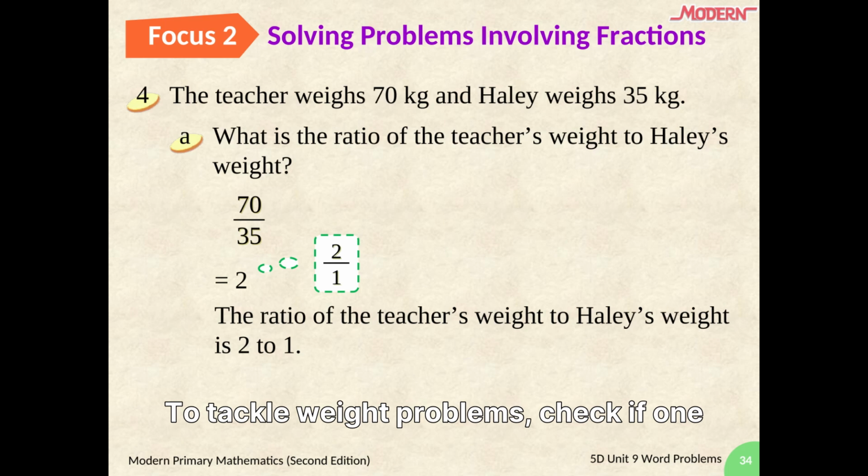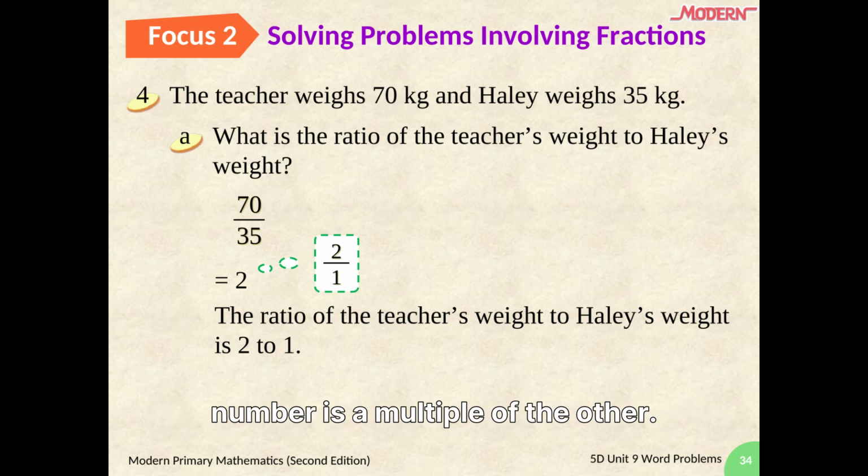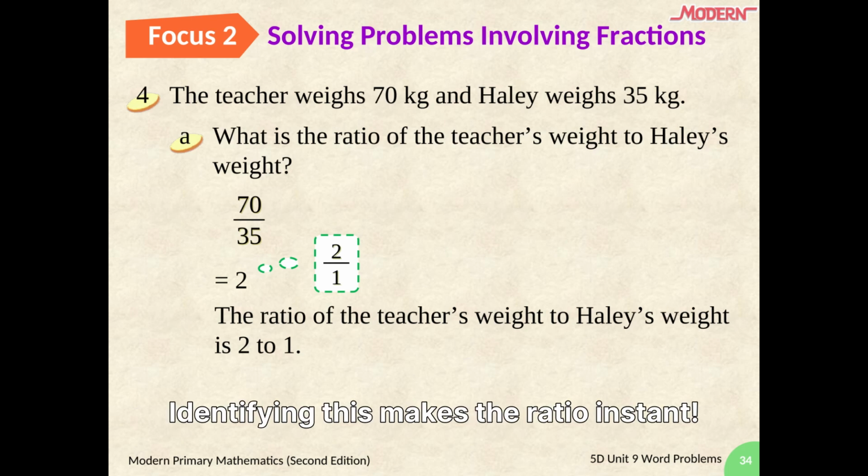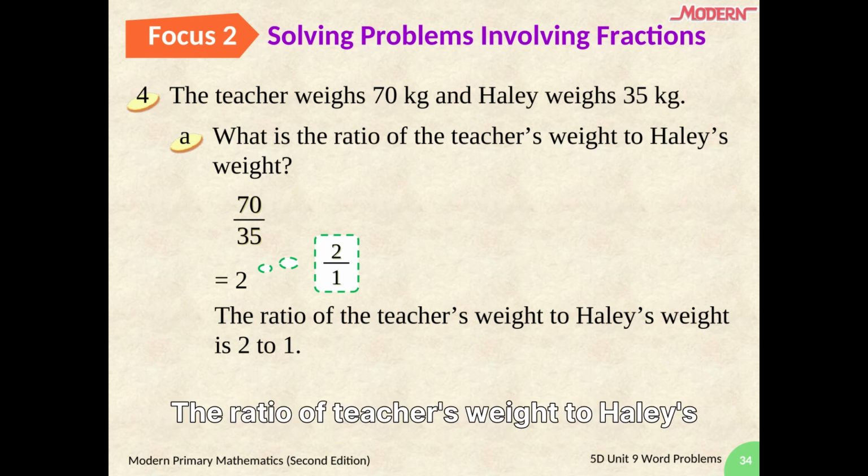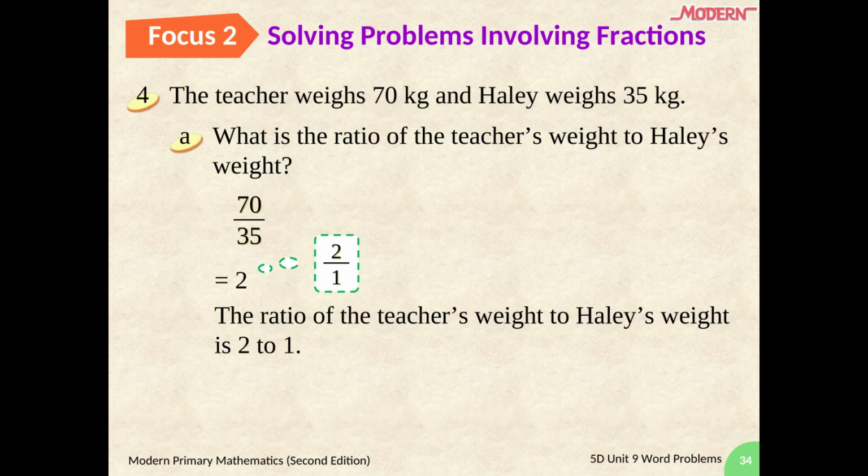To tackle weight problems, check if one number is a multiple of the other. 35 times 2 is 70. Identifying this makes the ratio instant. The ratio of teacher's weight to Haley's weight is 2 to 1. This means the teacher weighs exactly as much as 2 Haleys. That's a lot of Haley.